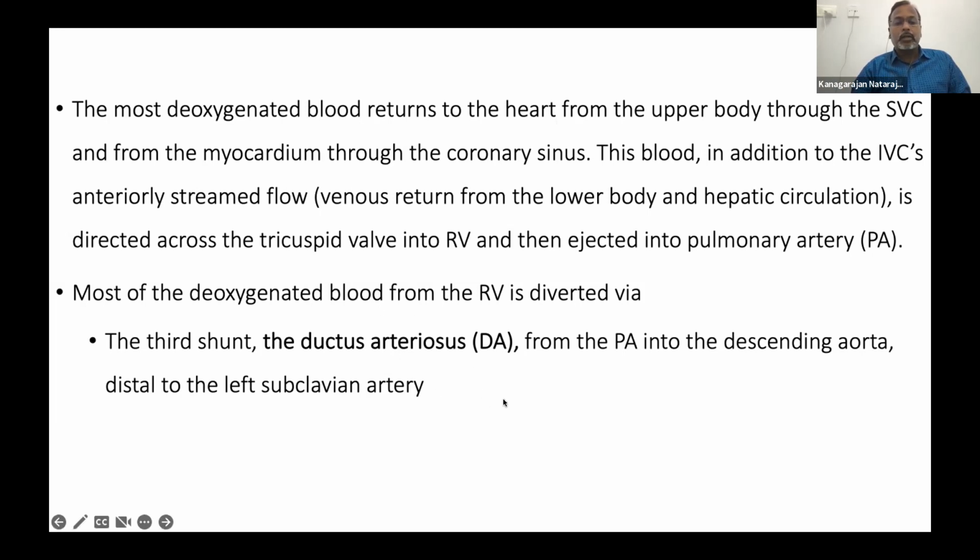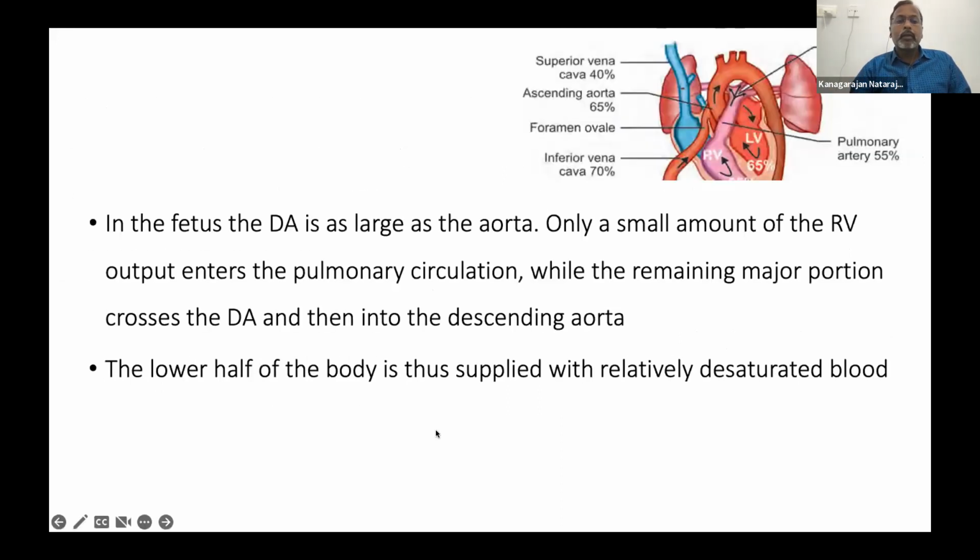Now comes the third shunt, that is the ductus arteriosus, which is from the pulmonary artery into the descending aorta, most distal to the left subclavian artery. So you can see here, that's what I explained to you before. The ductus arteriosus is as large as the aorta, because only a small amount of the right ventricular output enters the pulmonary circulation. More than 90% goes through the descending aorta. So the lower half of the body is supplied with relatively desaturated blood.